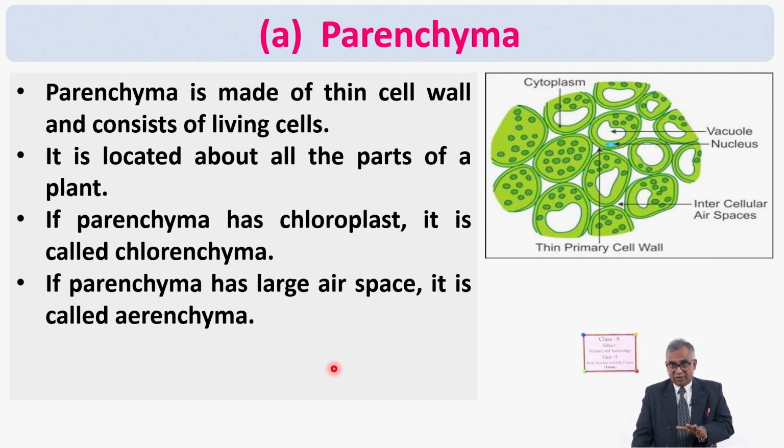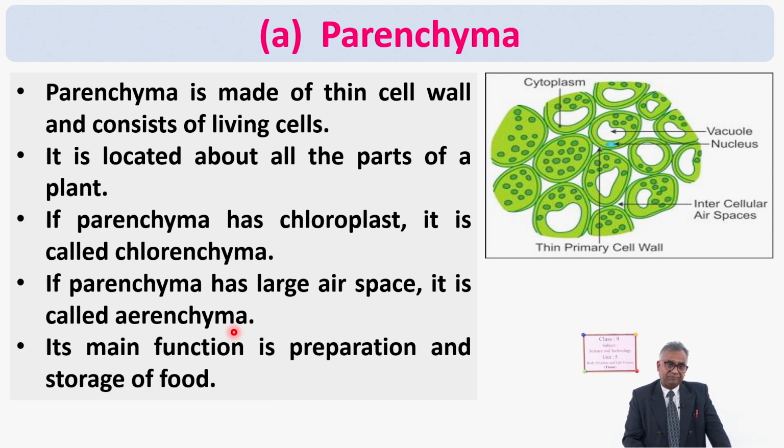So be careful. Parenchyma, chlorenchyma, arenchyma. They are of the same types. So arenchyma and chlorenchyma are also parenchyma, just of a special situation. If there is chlorophyll, chloroplast in parenchyma, then it is called chlorenchyma. If there is larger space in parenchyma, it is called arenchyma. Okay, so you will not be confused, I think.